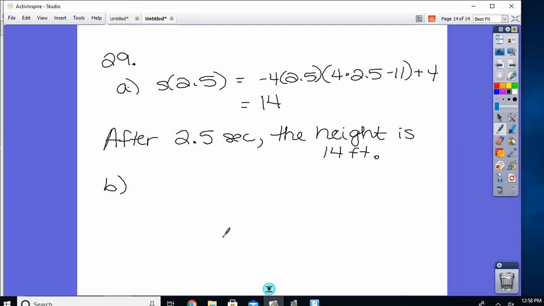Part B. After how many seconds does the ball reach its maximum height? This is going to be a popular question on the test. Anytime I ask about a maximum or a minimum, what is it? Vertex. Look back at the original. What should I do to this? Distribute.